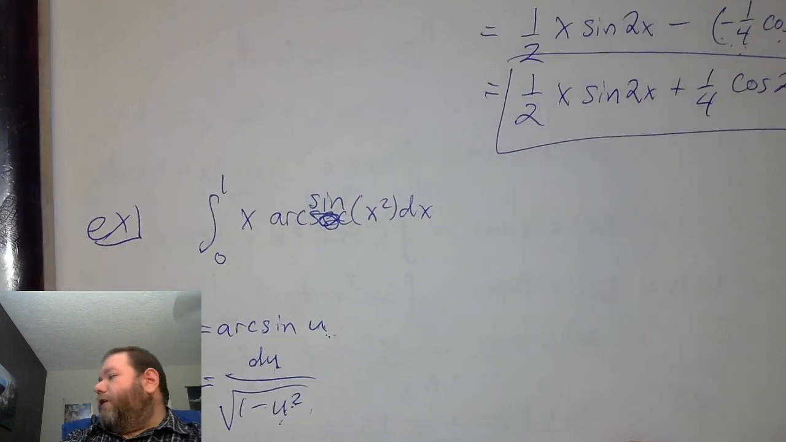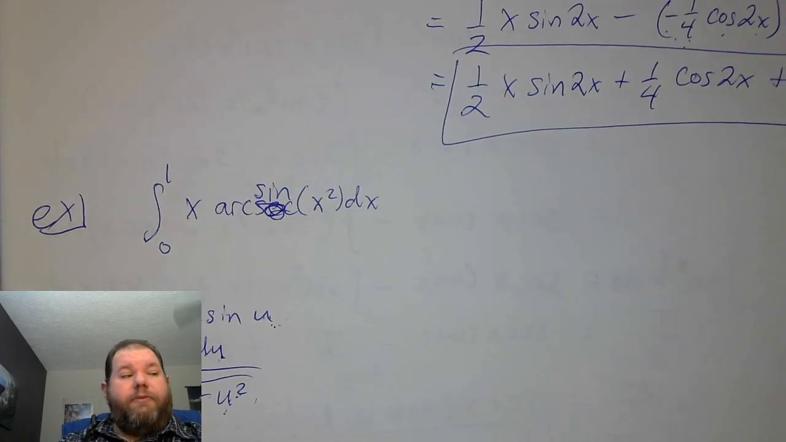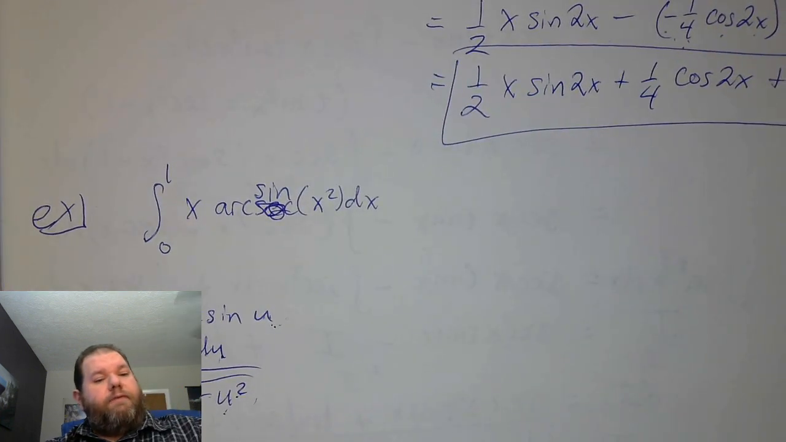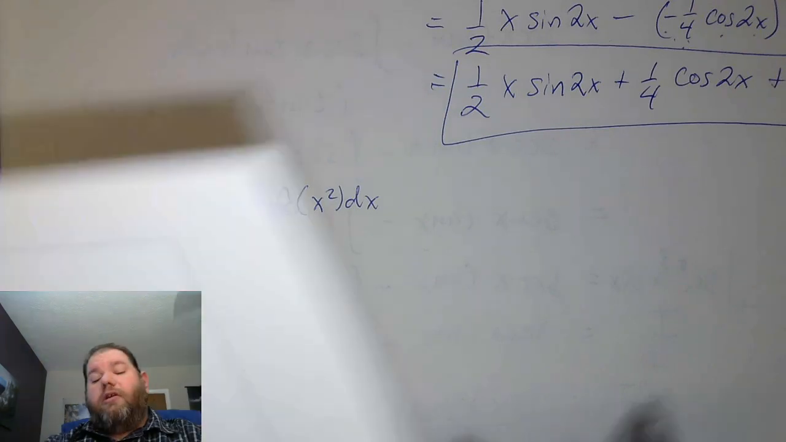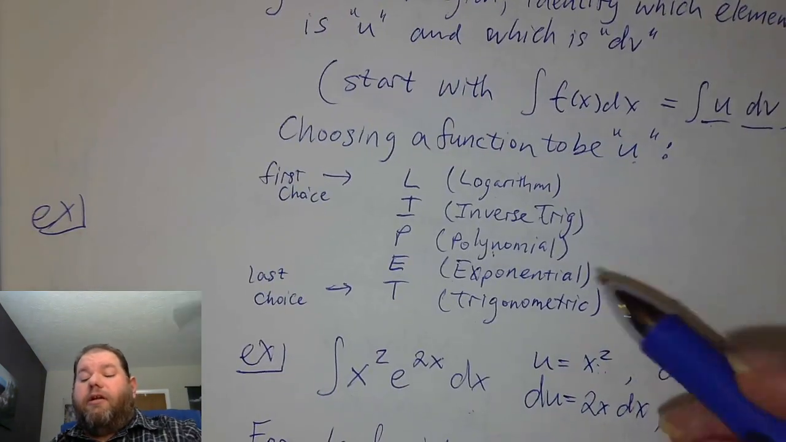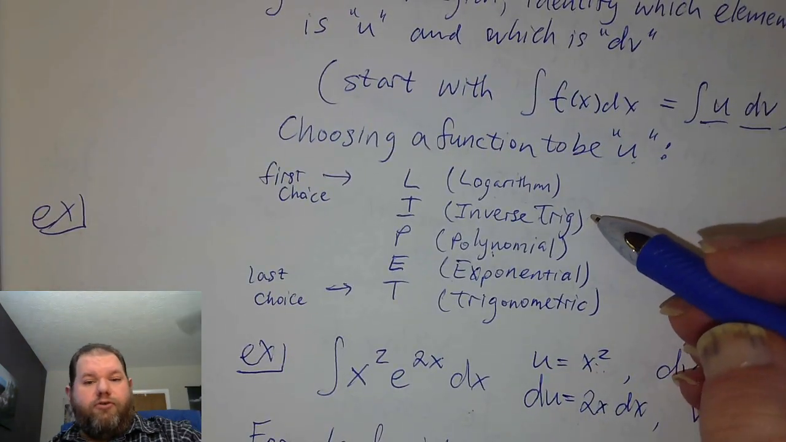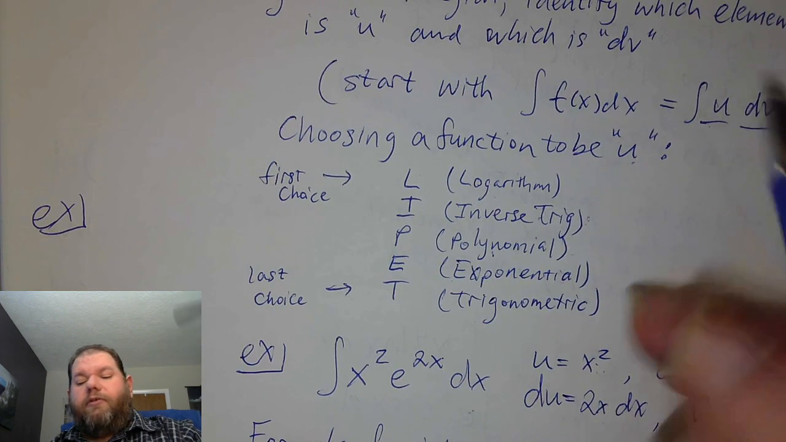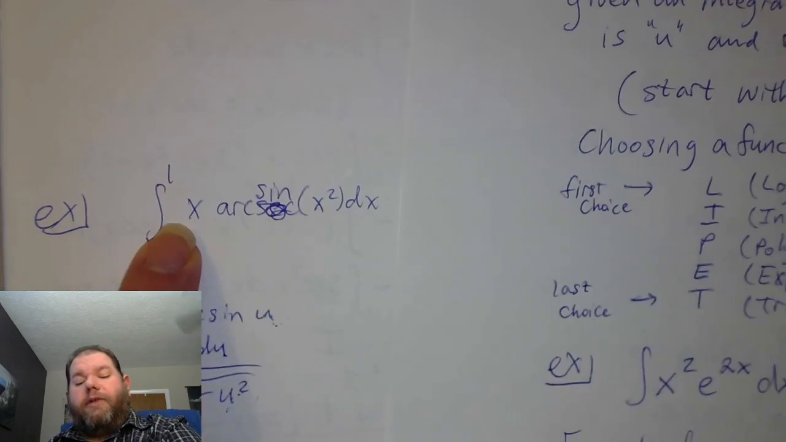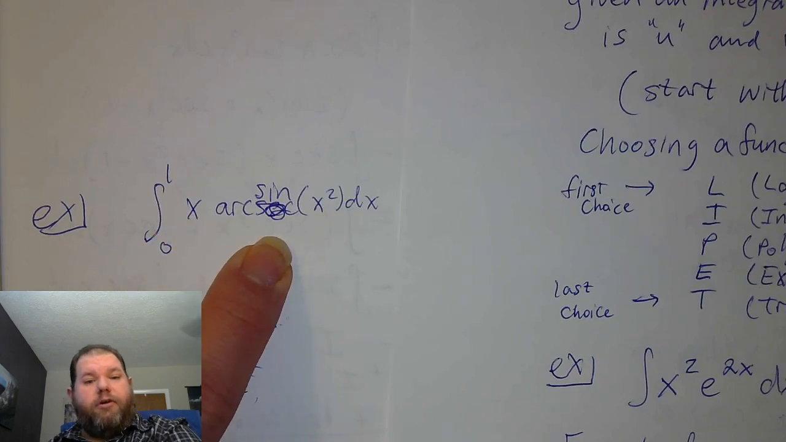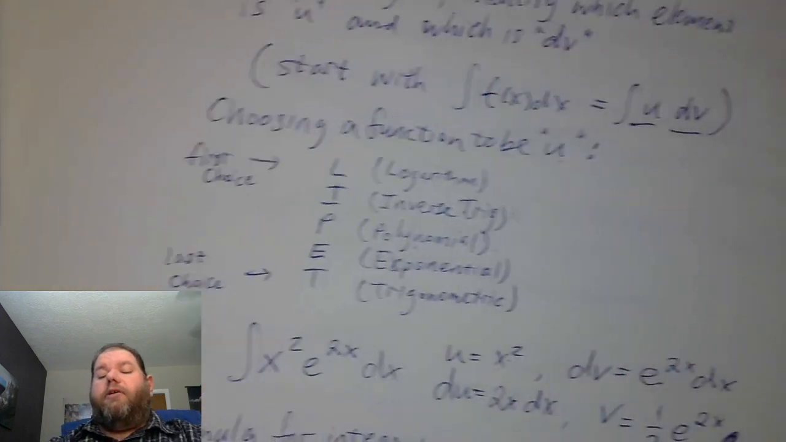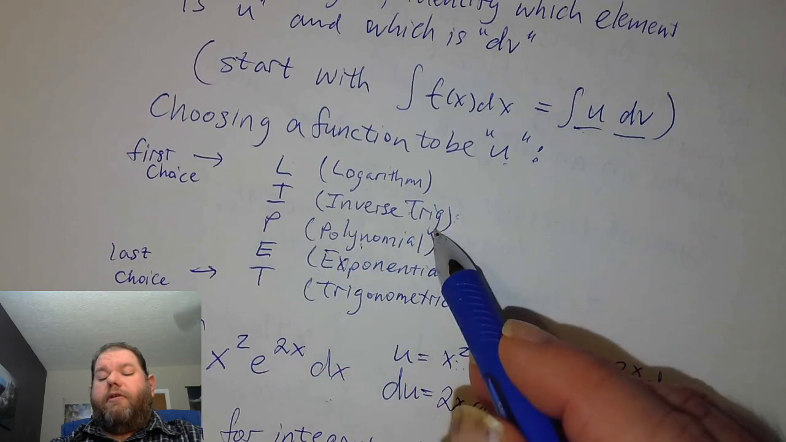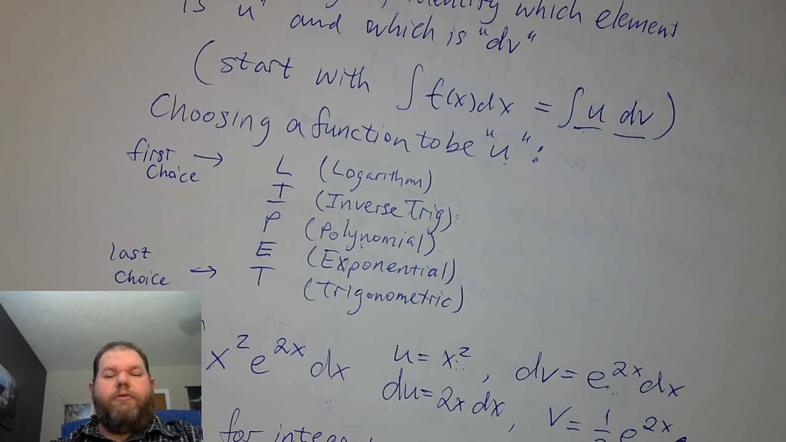Now, the reason I talk about that is because we look at our hierarchy of choosing which one's going to be u and which one's going to be dv. Because we have an inverse trig function, we'll actually choose that prior to the polynomial. We have polynomial x times an inverse trig function, arcsine of x squared. So definitely the inverse trig function will be our u in this case.